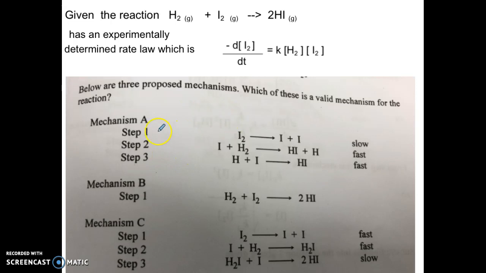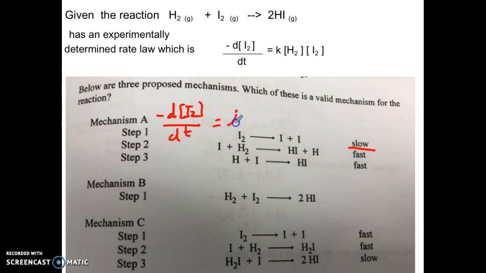And the first one that we're going to look at is mechanism A. When you look at mechanism A, you're going to take a look at the slowest step. And that slowest step governs the reaction. So that is what the rate will always be based on, the slowest step. And if you're going to do that, then you would be looking at this reaction right here, this first step. It's the slowest step. And if we were to write that reaction, we would write the change in I2 concentration over the change in time.